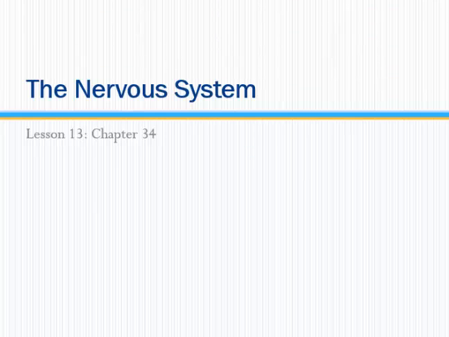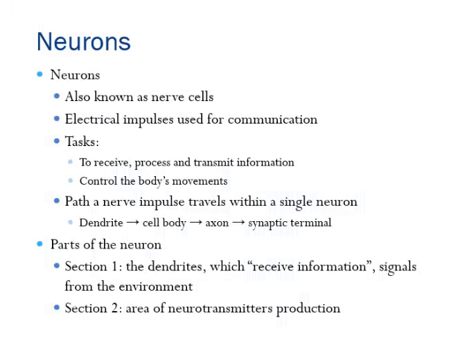Lesson 13 is about the nervous system. The nervous system is, of course, part of the regulatory system. Really, the nervous system and the endocrine system together are responsible for maintaining homeostasis inside the human being.